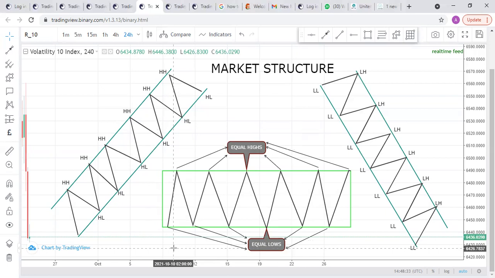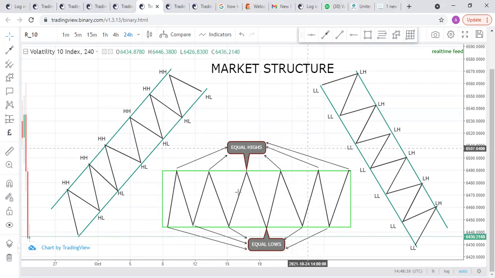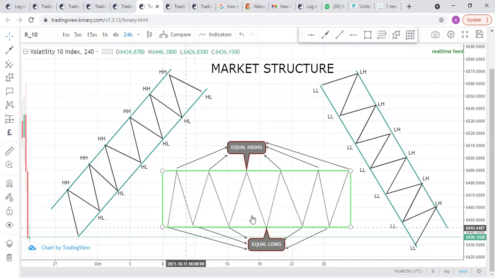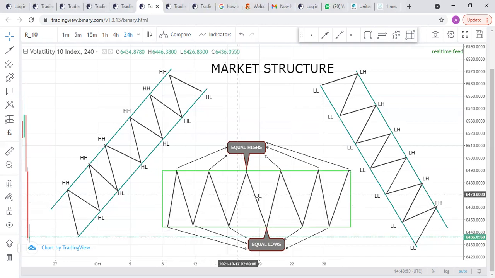So when you have a consolidation market, it also means there is indecision in the market. The big players are yet to pump money into this market. The big players are not in play. That's also the occurrence when you have a consolidation market.